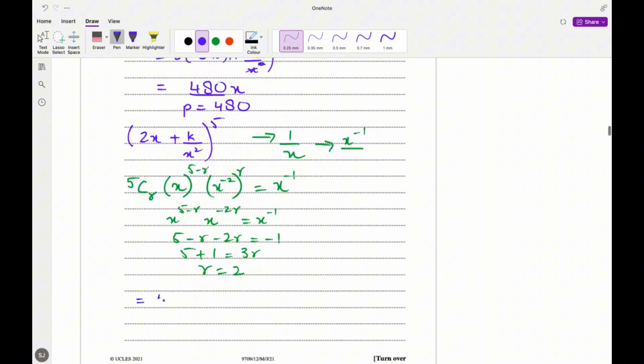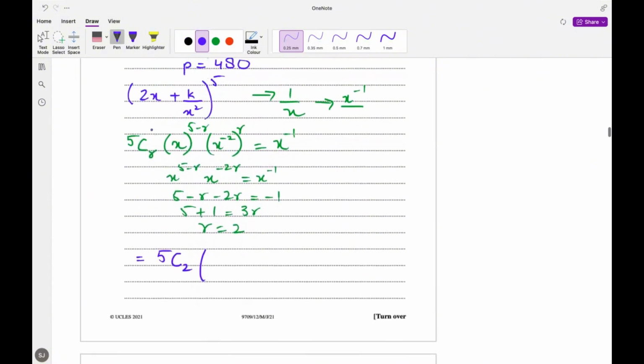So now using 5C2, we will get 5C2 into (2x) to the power 5 minus 2. So this will become (2x) cubed, and this will become (k/x^2) to the power 2. 5C2 is 10, and 2 cubed is 8. So this will be 8x cubed into k squared over x to the power 4. Now we can see that x cubed and x^4 will cancel out to give 1/x, and the coefficient of 1/x will be 80k squared.